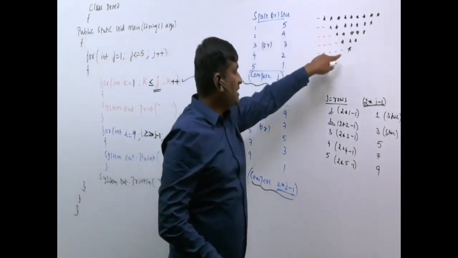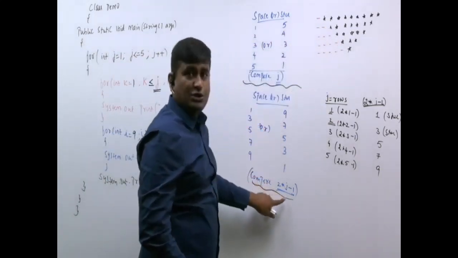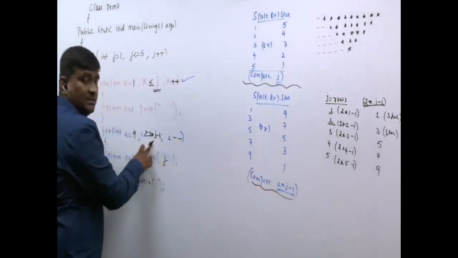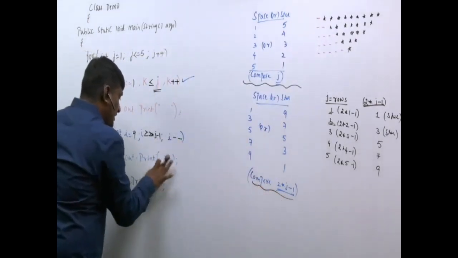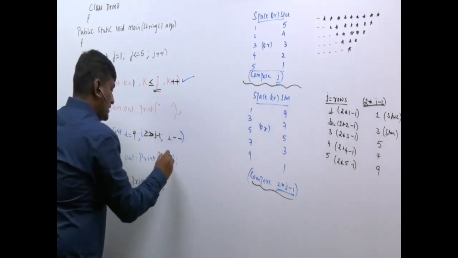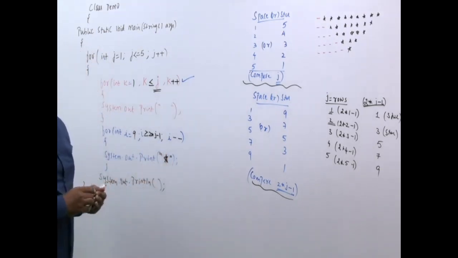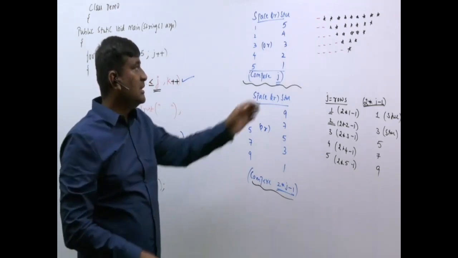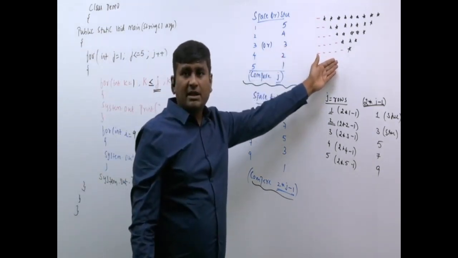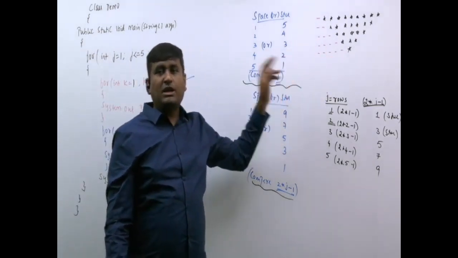9, 7, 5, 3, 1. 9, 7, 5, 3, 1 means 2J minus 1. So, hence 2J minus 1. And what do you want to print? Star. So, I want to print star. If you make this much change, that is the output that you would be getting. Am I completely clear? I will execute and show you the output.